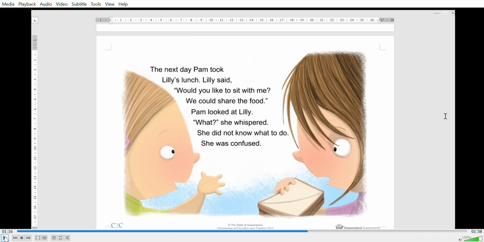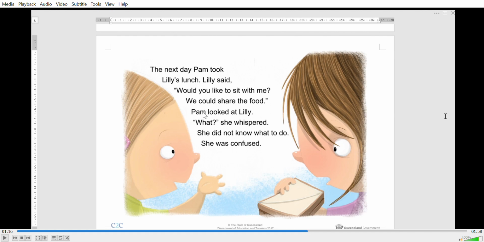This page does not tell us where, but it does tell us when. Can you find the words on this page that tell us when this happened? That's right, I can see that it says the next day. So the next day is when this happened. I think we might have to try and use an inference again to figure out where they might be. So I know that Pam and Lily go to school together. So since they are both in this picture, I think they are probably at school.